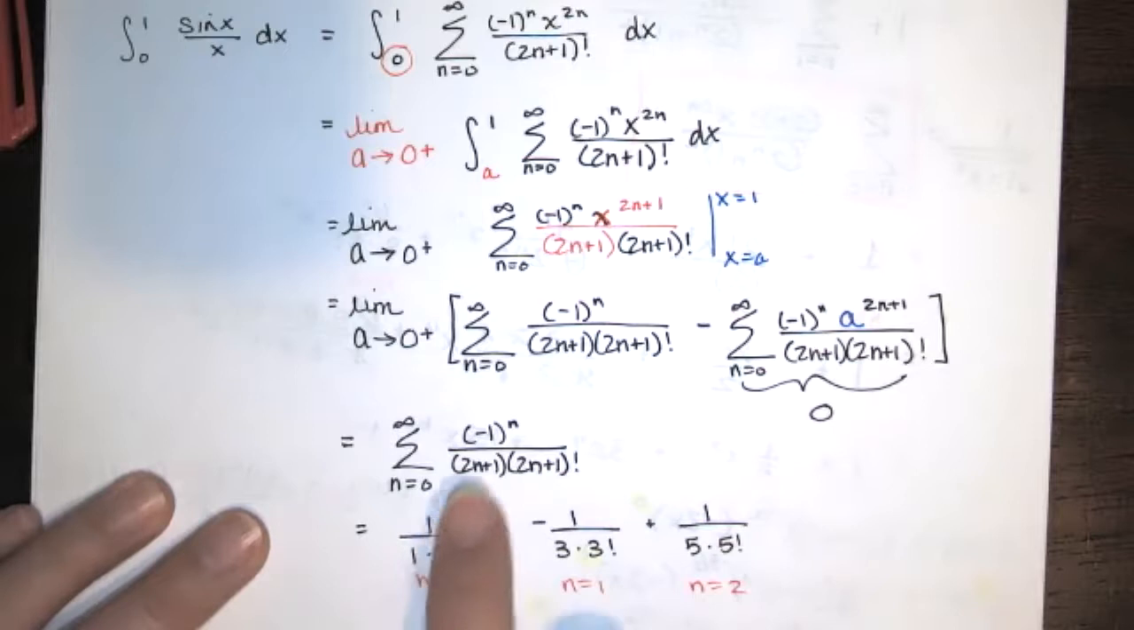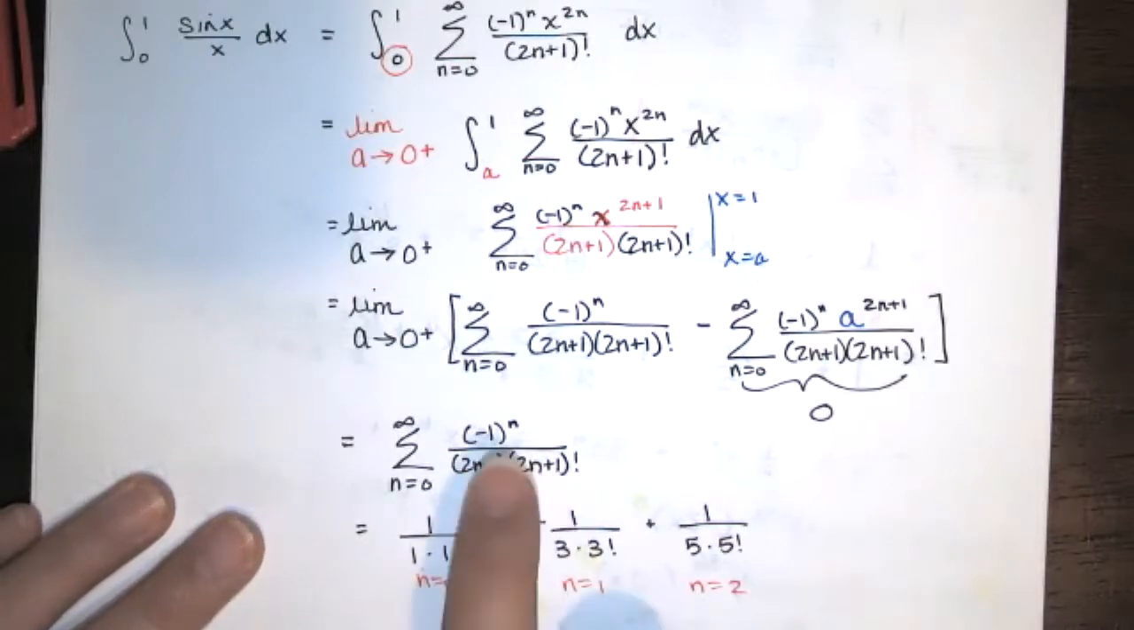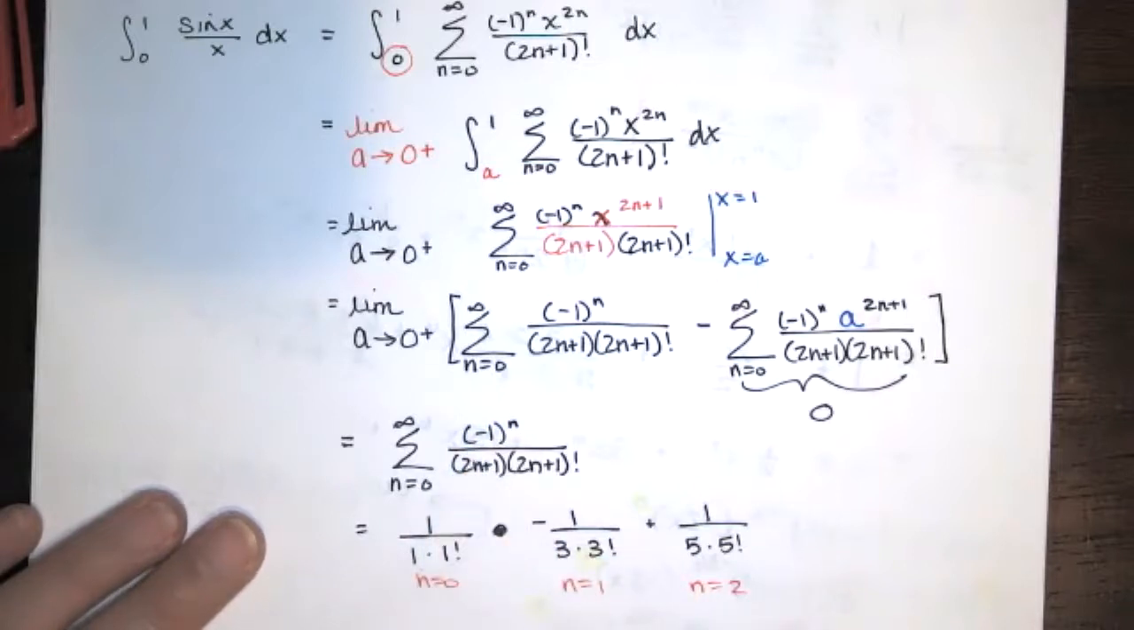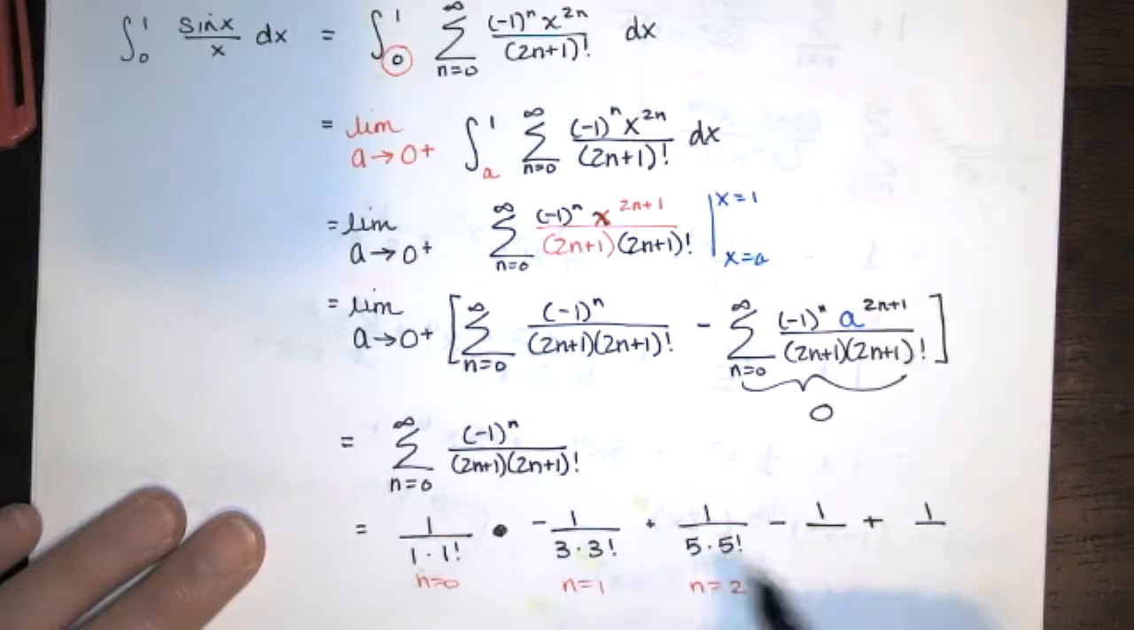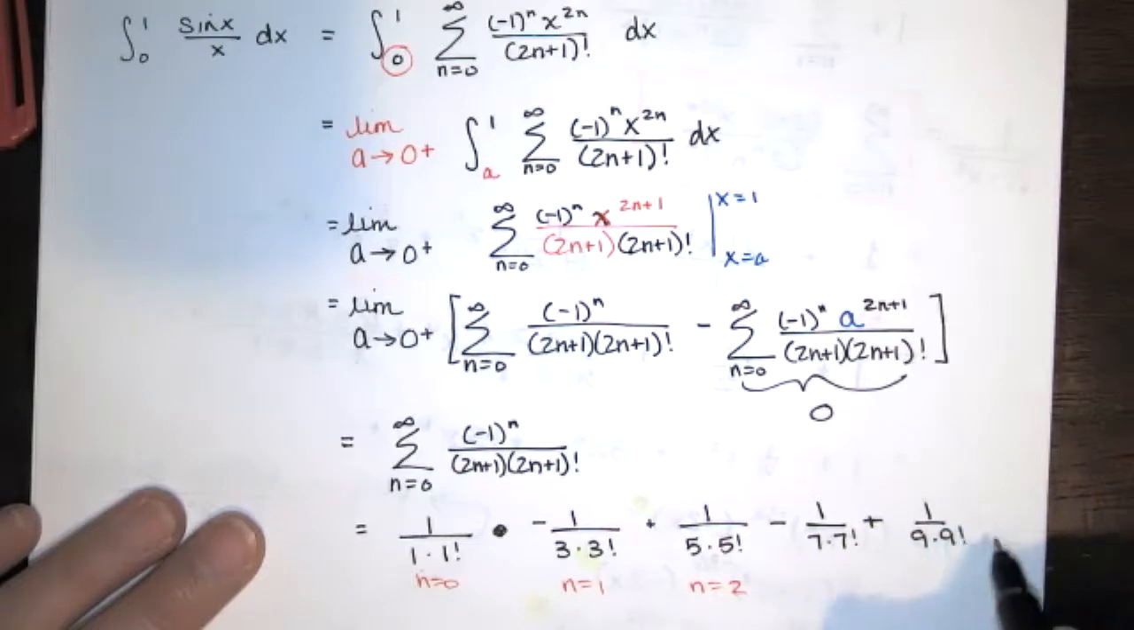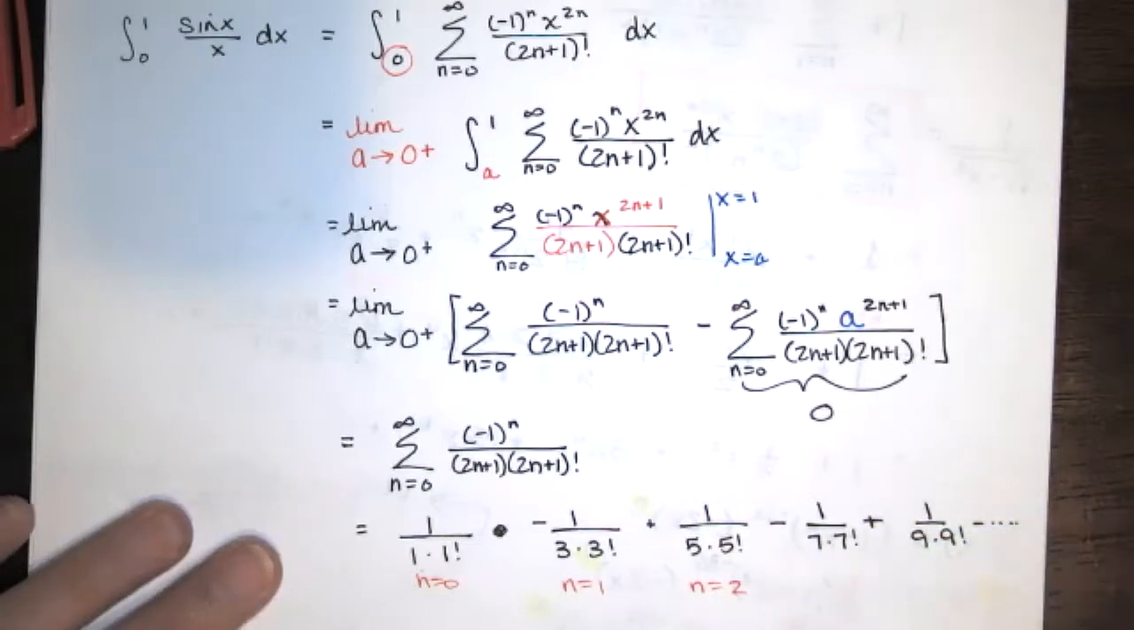Notice that you've got two odd numbers. One of them has a factorial, the other one doesn't. And then you're alternating between positives and negatives here. So we've got positive, negative, positive, negative, positive, and it would continue in this way. And in the denominator, we've got 1 times 1 factorial, 3 times 3 factorial, 5 times 5 factorial, 7 times 7 factorial, 9 times 9 factorial, and so on.